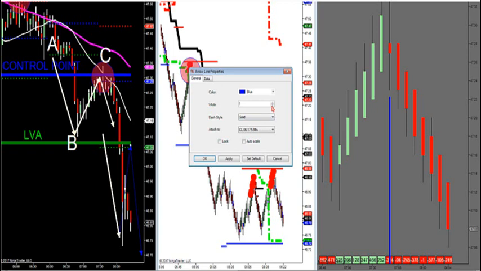So this is where you're going to look for the next setup. You look for this ABC, the C pattern right here. You'll look for that short entry right there. And that's how we trade the markets every single day. We look for the trend first. We look for the trend filter.